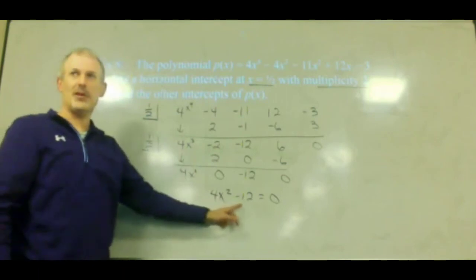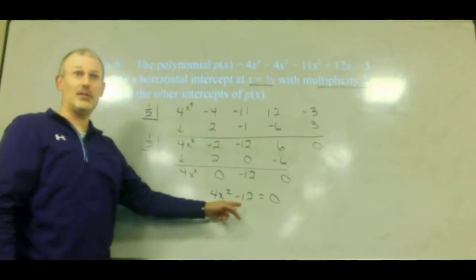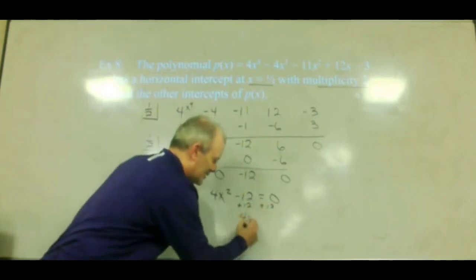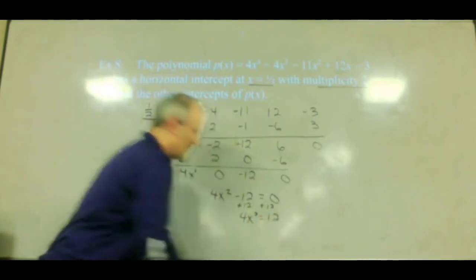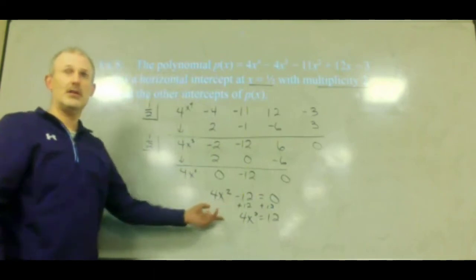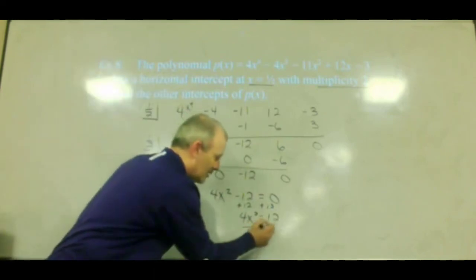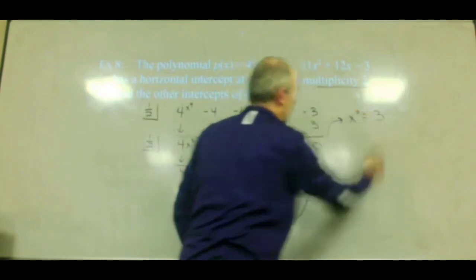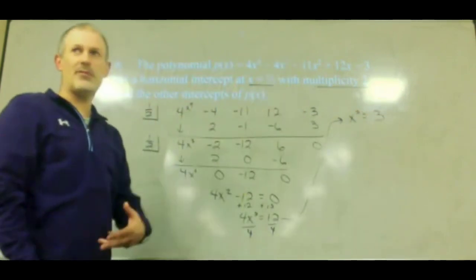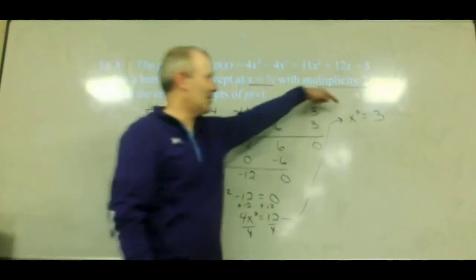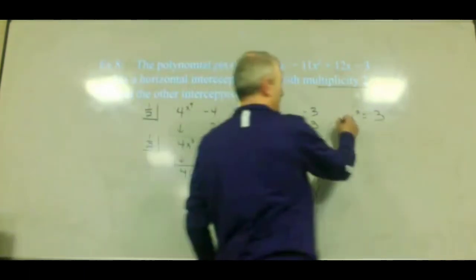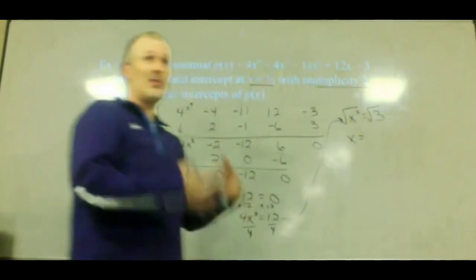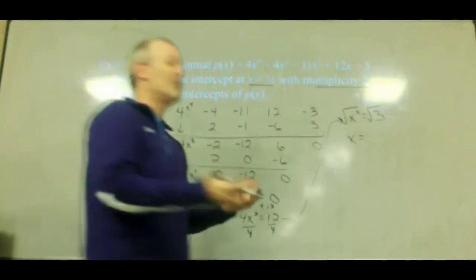Does it make sense? What we're going to do next is add 12. So 4x squared equals 12. And then what would we do? Divide by 4. I'm going to bring that up here. So x squared equals 3. 12 divided by 4. And then what would you do to get rid of this? Square root of both sides. And when we take the square root of both sides of an equation, what do we have to put in front of that? Plus or minus.